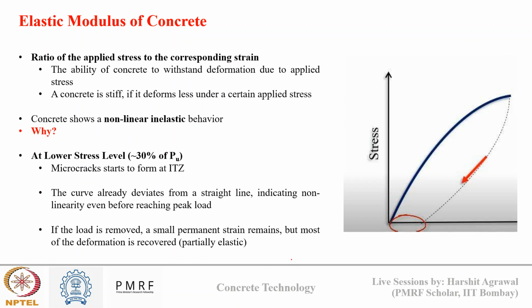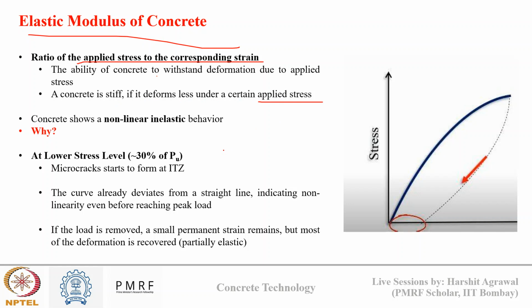Now, the next part is the elastic modulus of concrete. What is this elastic modulus, or we can say modulus of elasticity? Simply saying, it is the ratio of applied stress to the corresponding strain that is generated when load is applied on the concrete. This defines the ability of concrete to withstand deformation due to the applied stress or load. So a stiff concrete will deform less under a certain applied stress.